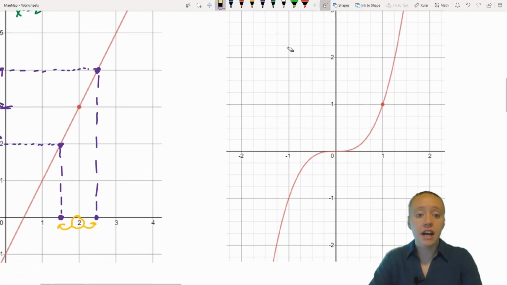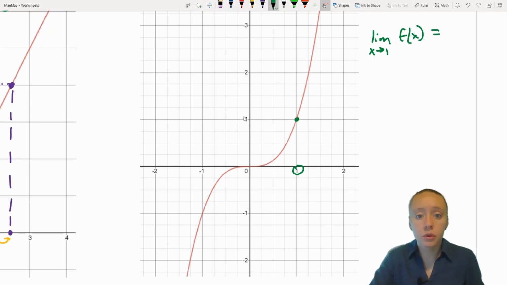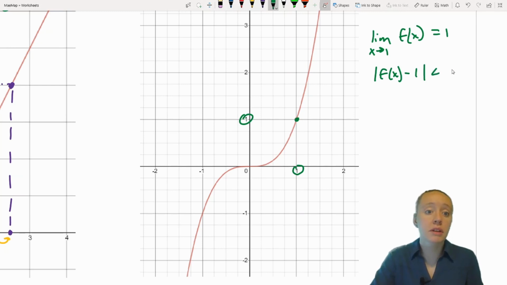Let's look at this next graph on the right. We're saying that the limit of f of x, our function, as x approaches 1 is equal to 1. So we have an L value of 1 and an a value of 1. So I know that the absolute value of f of x minus L is going to be less than epsilon whenever 0 is less than |x - 1|, my a value, which is less than delta.